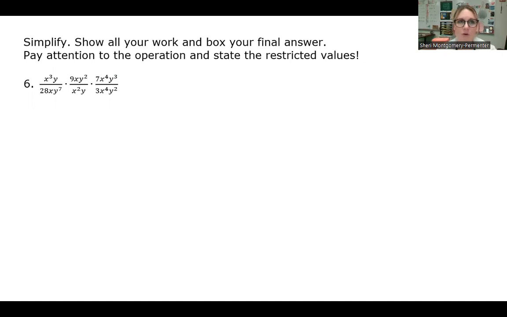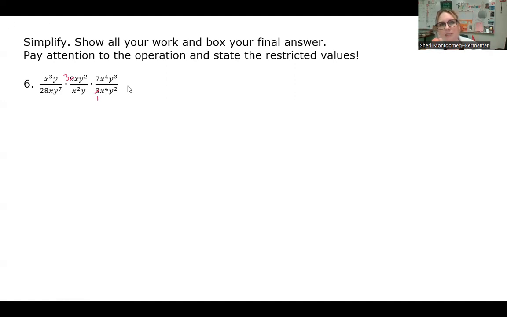So I just look at the number parts. When I look at the numbers, 28 and 9, does that reduce? Nine goes into 27, so that doesn't work. What about 9 and 3? Yeah, 9 and 3 can reduce because 3 goes into 9 3 times. So this would become a 1, and this would become a 3.